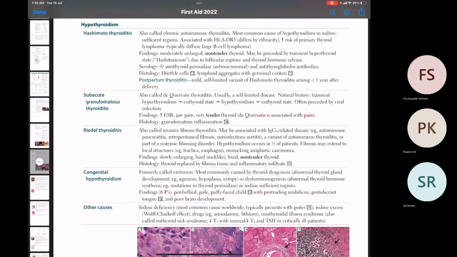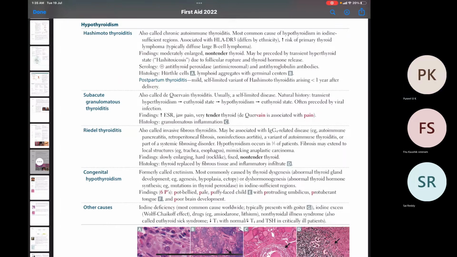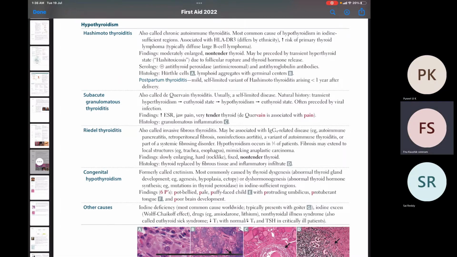So will they do surgery for this by any chance? If the thyroid has become so fibrous that it is causing pressure on the trachea or the esophagus or anything, you can just do an isthmusectomy. So just remove the isthmus to relieve pressure, because removing the thyroid is not going to help, right?